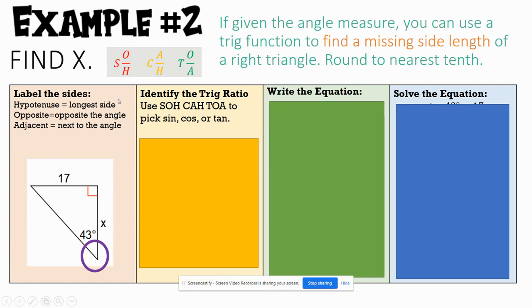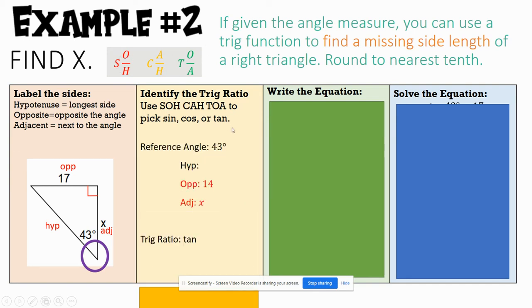So to figure out if I use sine, cosine, or tangent, what side length had a number? Well, the opposite side. What side length had a variable? That's the adjacent side length. What trig ratio uses the opposite and the adjacent?